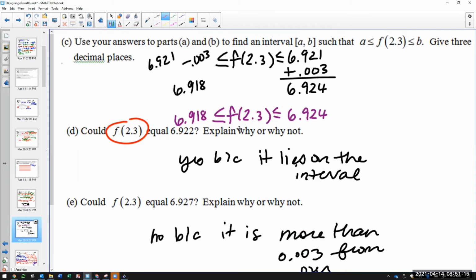All right, so right here, this is my number. So the question is, could this function be equal to 6.922? All they're saying is, is 6.922 in this interval? So you say yes, because it lies on the interval. And if they say, could this function be 6.927? You would say no, because it doesn't lie in the interval. You guys see how to answer the question.